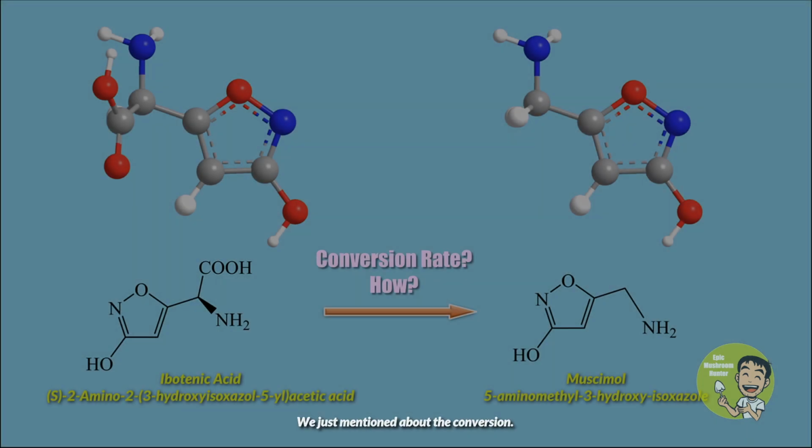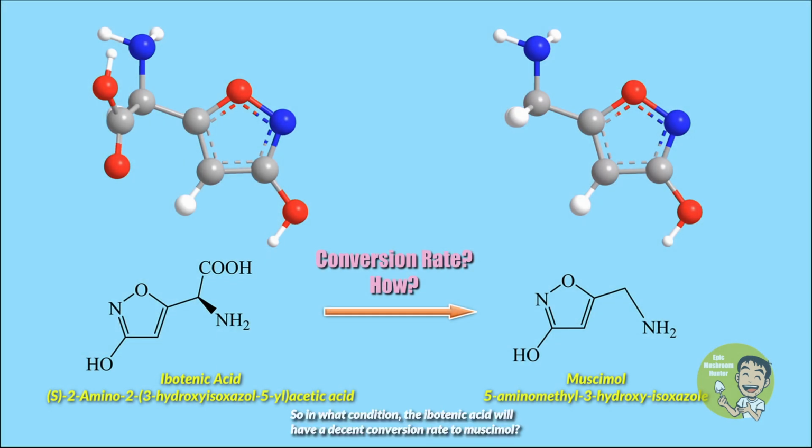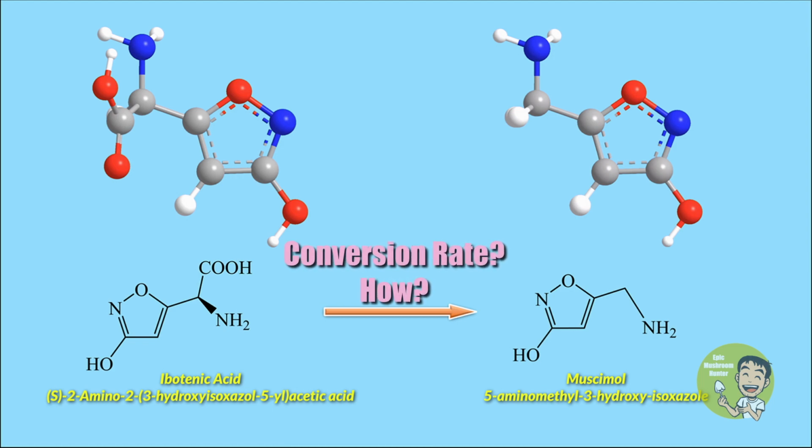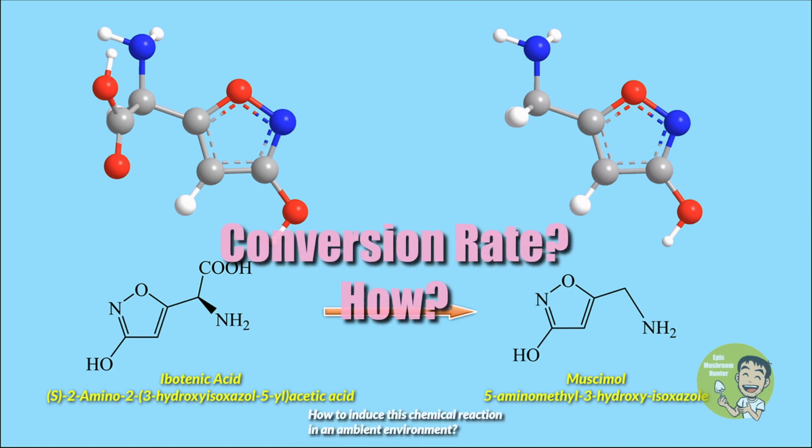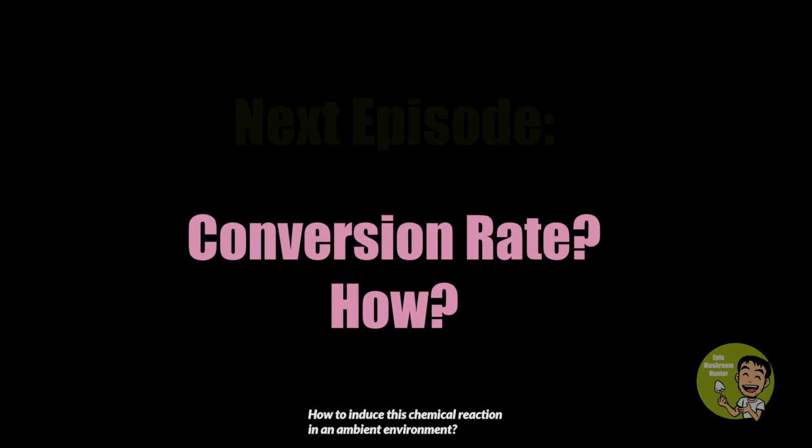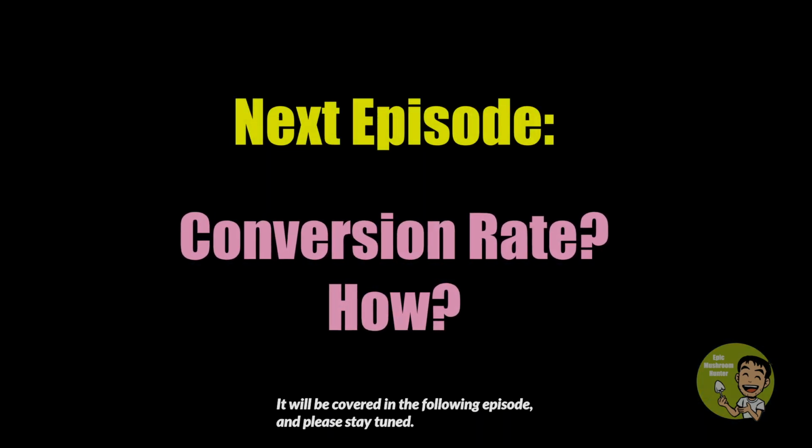We just mentioned the conversion, so under what conditions will ibotenic acid have a decent conversion rate to muscimol? How to induce this chemical reaction in an ambient environment? It will be covered in the following episode, so please stay tuned.